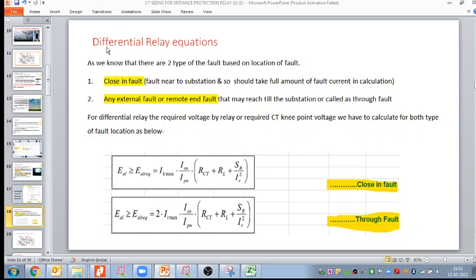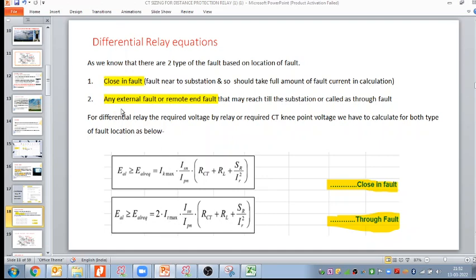Yeah, so we can see in line differential relay equation, as we know, there are two types of fault based on the location of fault. Now I'm trying to explain the formula with the backup with some concept. So the case 1, close-in fault near to substation, should take the full amount of fault current in calculations because that is a closing fault. So IK max will be my full amount of fault current after substations.